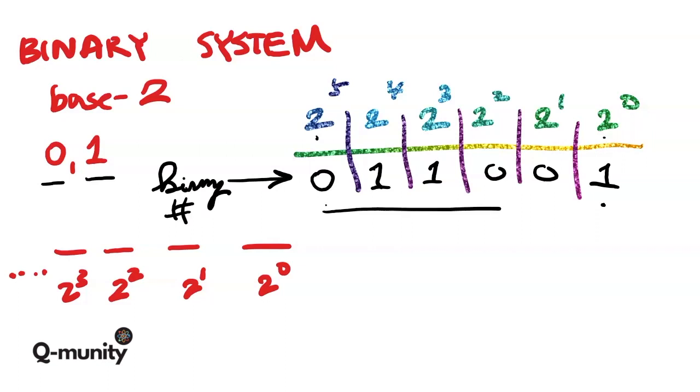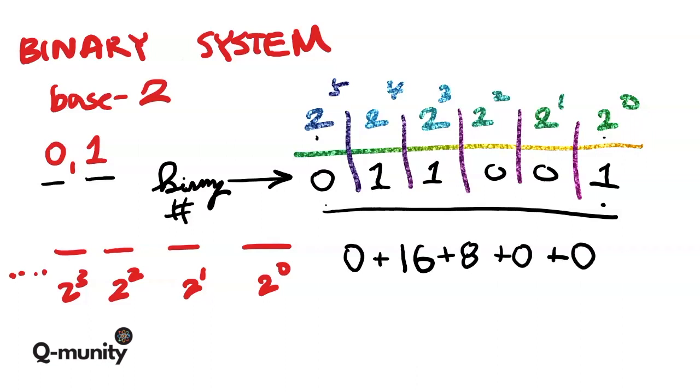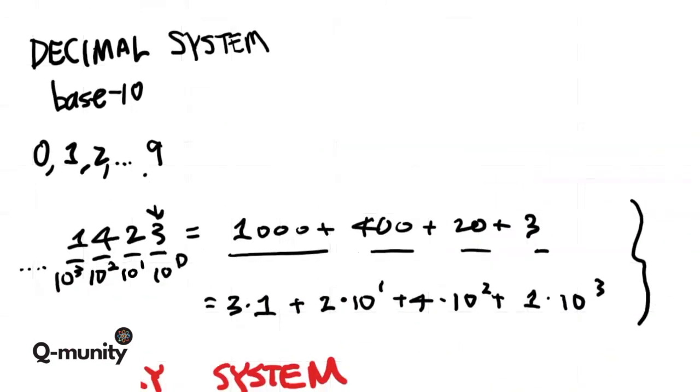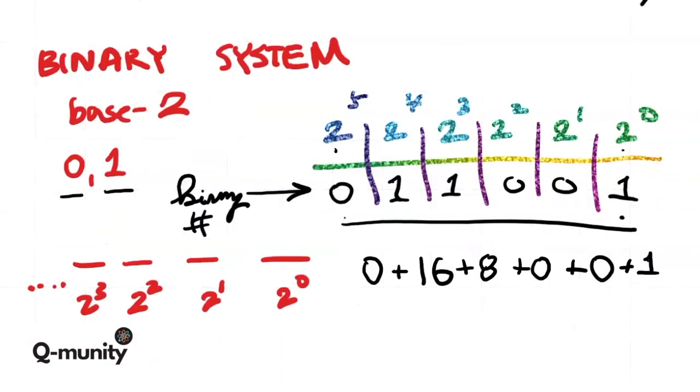So in this case, this number right here, 01101, in terms of a base 10 system, would be 0 times 2 to the 5, which is 0, plus 1 times 2 to the 4, which is 16, plus 1 times 2 to the 3, which is 8, plus 0 times 2 to the 2, which is 0, plus 0 times 2 to the 1, which is 0, plus 1 times 2 to the 0, which is 1. And we're basically just using that same computational pattern that we established earlier with the decimal system in order to convert from a binary number from base 2 into base 10.